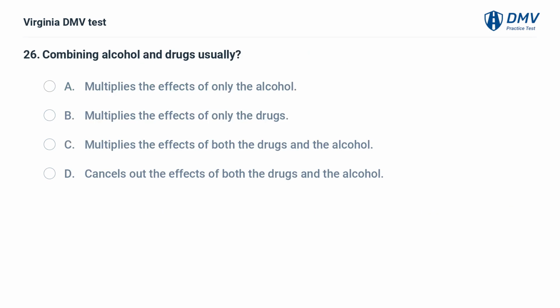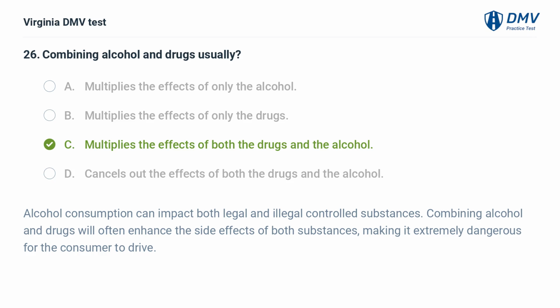Combining alcohol and drugs usually? A. Multiplies the effects of only the alcohol. B. Multiplies the effects of only the drugs. C. Multiplies the effects of both the drugs and the alcohol. D. Cancels out the effects of both the drugs and the alcohol. C. Multiplies the effects of both the drugs and the alcohol. Alcohol consumption can impact both legal and illegal controlled substances. Combining alcohol and drugs will often enhance the side effects of both substances, making it extremely dangerous for the consumer to drive.